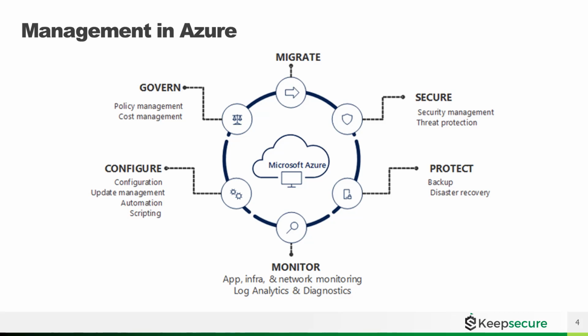Migrate, secure, and protect parts of the cycle all reference the operations of cloud resources. Migrate involves tools such as Azure Site Recovery. Secure and protect involve tools such as Azure Security Center and Azure Backup. Now that we understand the management lifecycle in Azure, let's move on to understanding how Azure Blueprints fits in.